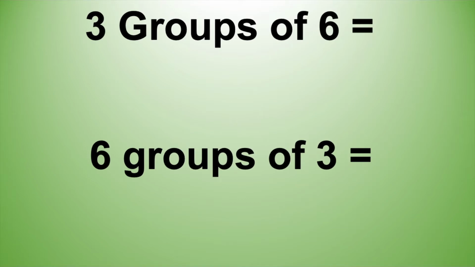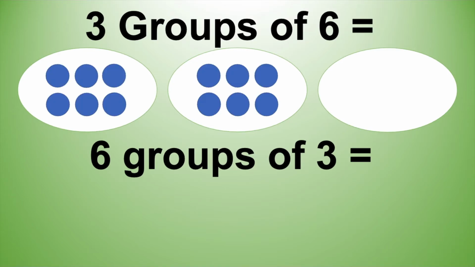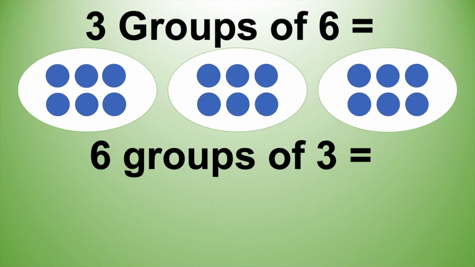All right, let's go through the answers. So the top one, you needed 3 groups, and in each group you needed to have 6. And then if you know your doubles, you can go 6 plus 6 is 12, and then you can count on 6 more, which makes 13, 14, 15, 16, 17, 18. Or you can do another way. You can see how there's 3, so you can go 3, 6, 9, 12, 15, 18. And we get 18.